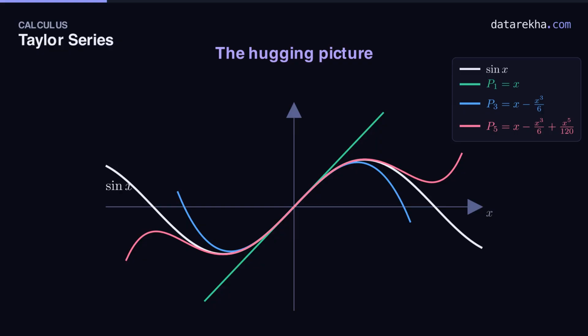Each new term buys you a wider window, where the polynomial and the function are one. That is the entire lesson in one image. Match more of the function's behavior at a single point, and your polynomial hugs it over a longer and longer stretch. Now let's see exactly how each term is chosen.